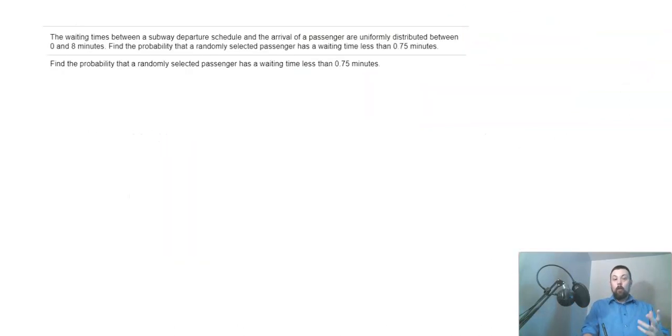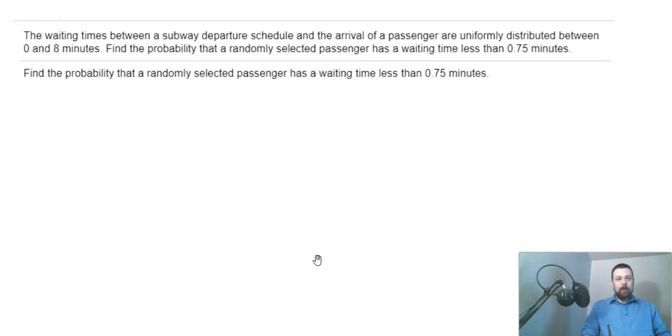So let's take a look at a homework problem. I'm sorry, this one's kind of hard to see. I'll zoom in. All right. So the waiting times between a subway departure schedule and the arrival of a passenger are uniformly distributed between 0 and 8 minutes. Find the probability that a randomly selected passenger has a wait time less than 0.75 minutes.